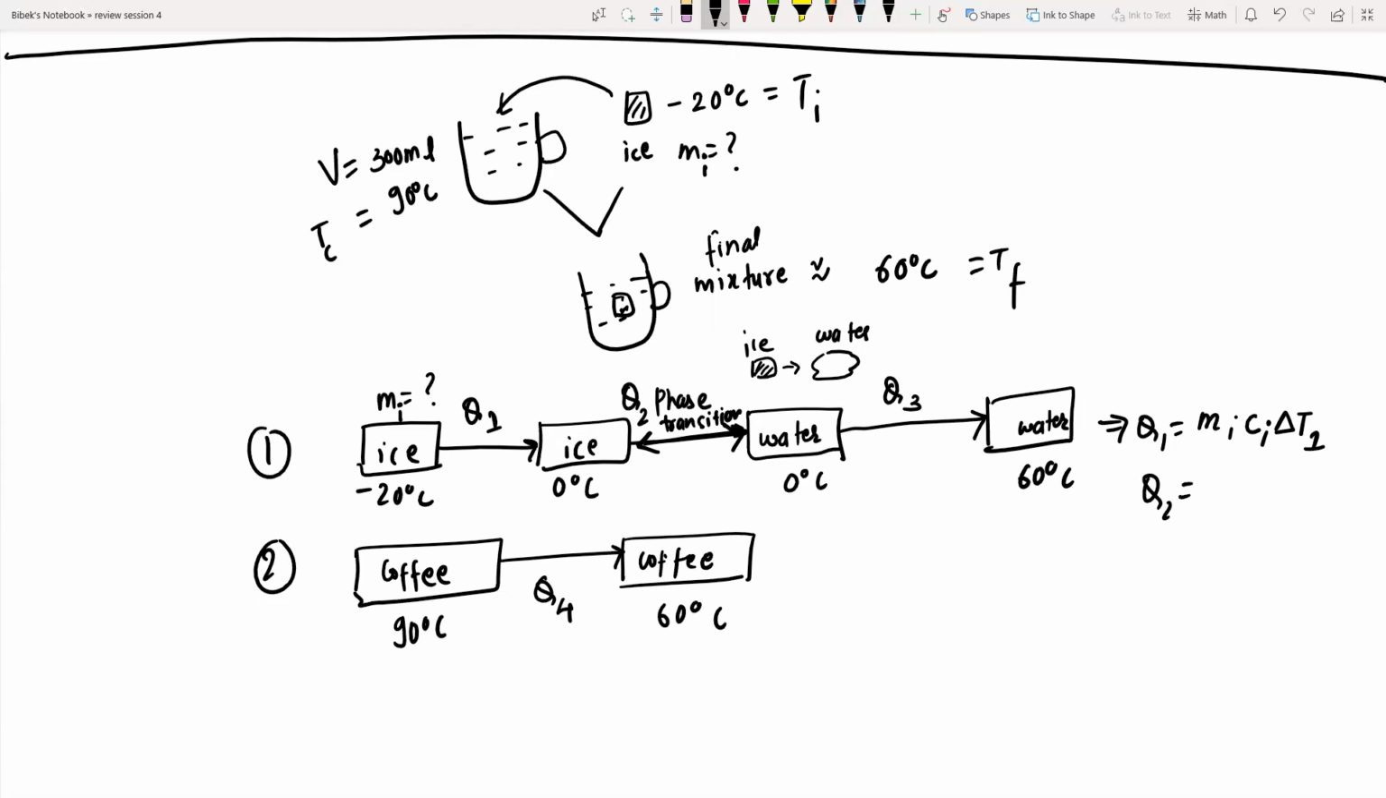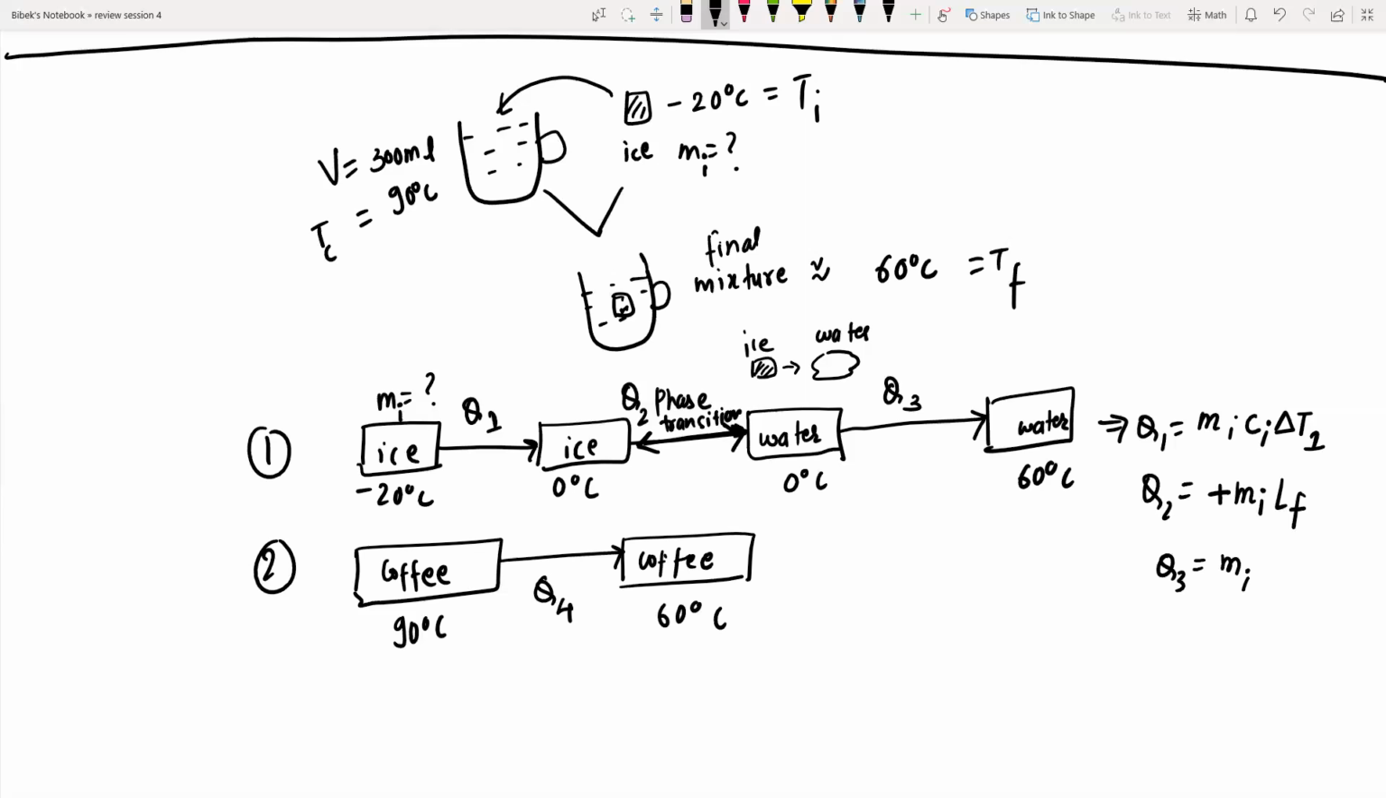So that means we're gaining, so it has to be positive. And that is mass of ice times the latent heat of fusion, right? And for this Q3, your water that was formed by this melted ice cube goes from 0 to 60. So that is your Mi. I could have used Mw, but your Mw will be equal to Mi because the mass of the ice won't change whether it's melted or not, right? The mass remains constant. So I'll just write Mi here.